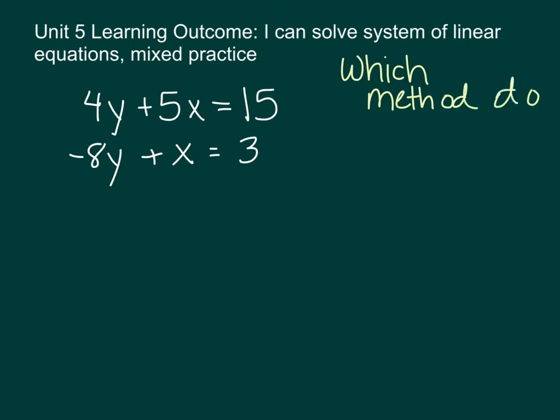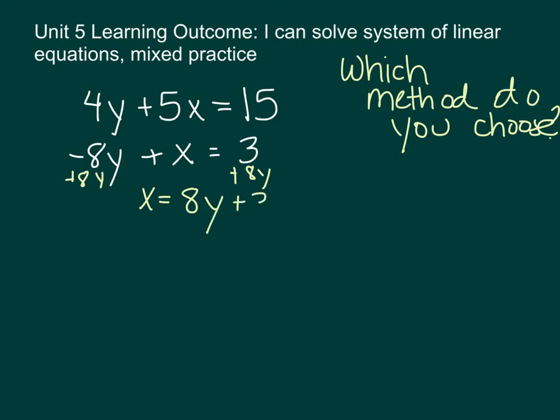What method do you choose? So, looking at this, I see I could use elimination by multiplying the top by 2. Or you could use substitution if you get x equals, like if we add 8y to both sides, we have x equals 8y plus 3.